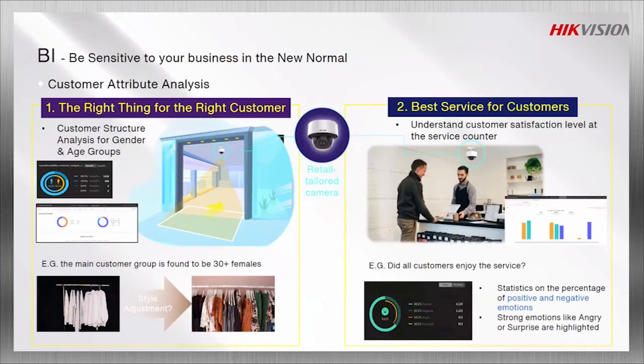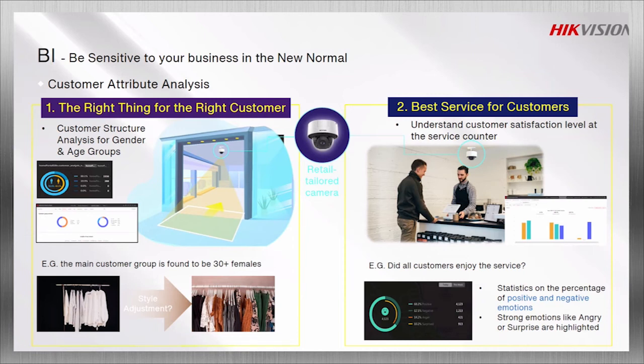So here I put two examples of how the people attributes can help improve the advertisement and the business. The first one is doing the right things for the right customers. For example, in a retail store, there are several different areas with different shelves. Once we find that for this area, the main customer group is ladies in their 30s, the managers could think about whether they need to make some adjustment to the styles of the clothes or the stuff.